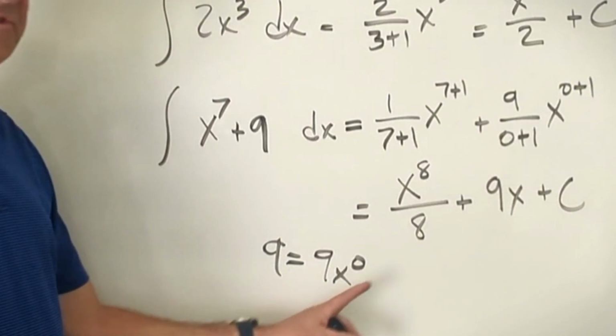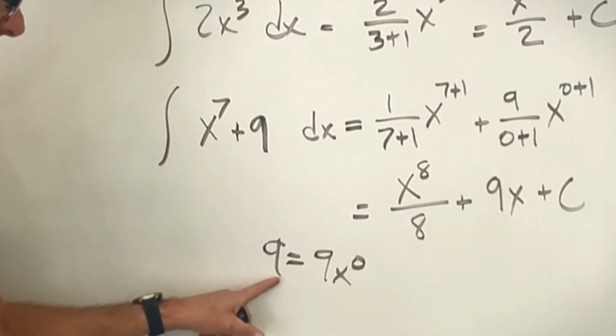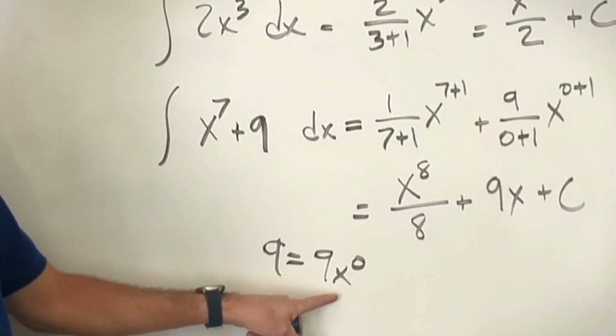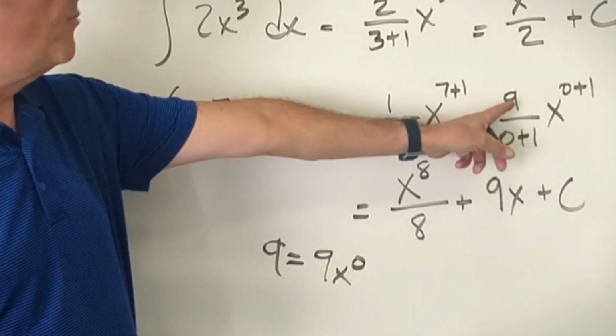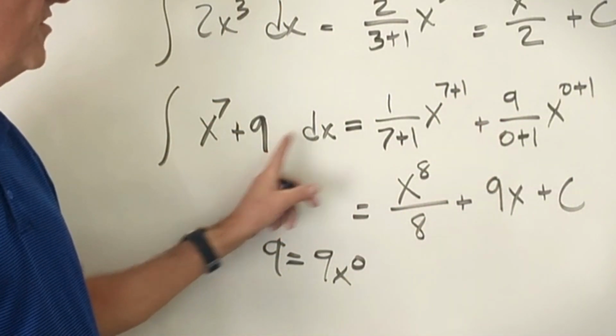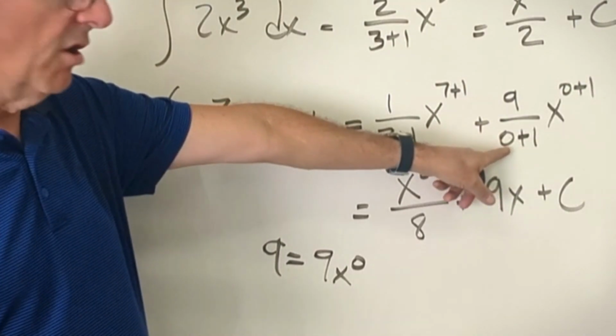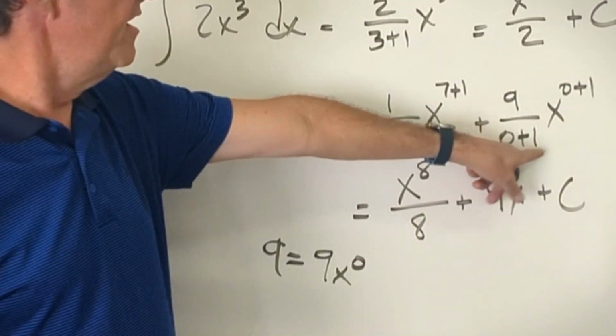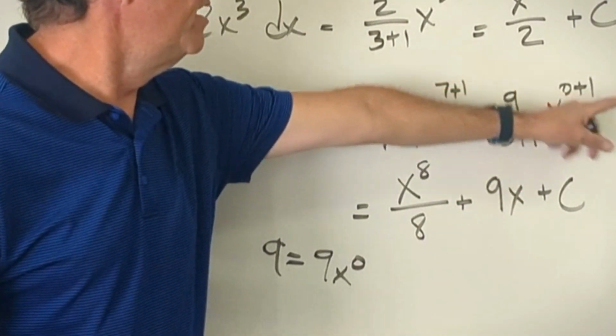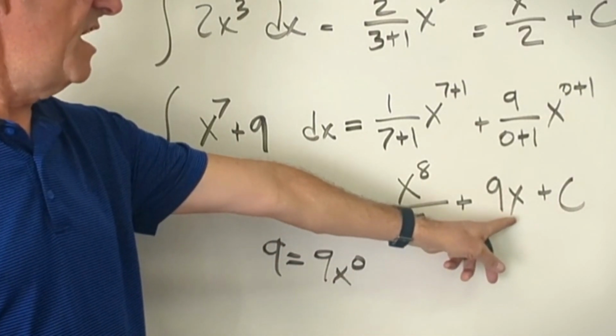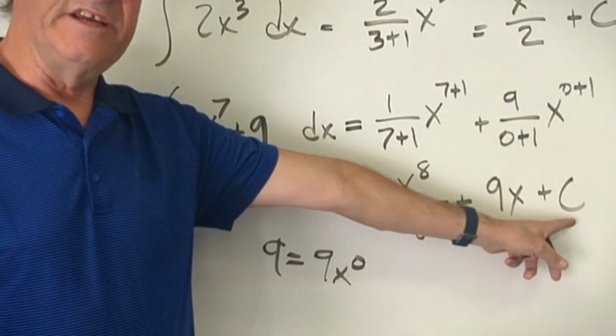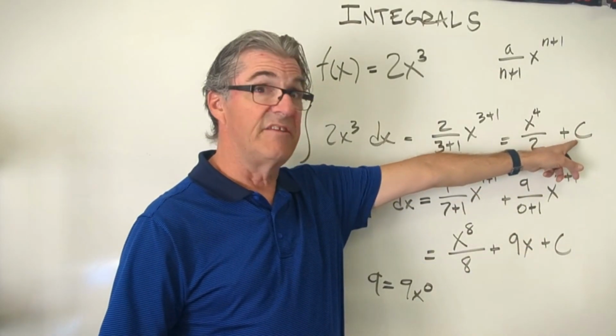Because remember, x to the 0 is 1. So 9 can be written as 9x to the 0. So what I did here is I put my a, my coefficient, up here, and I have 0 plus 1, that's my n plus 1, times x to the n plus 1. And so that resolves to 9x. Now, I remembered my plus c, and I kind of snuck in my plus c on that one.